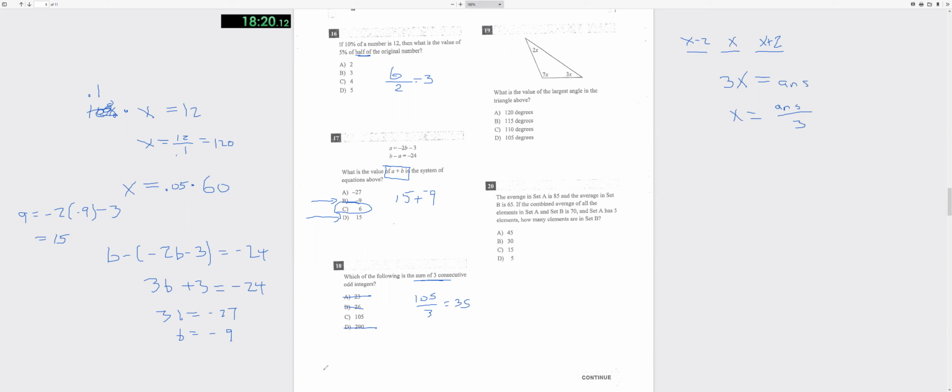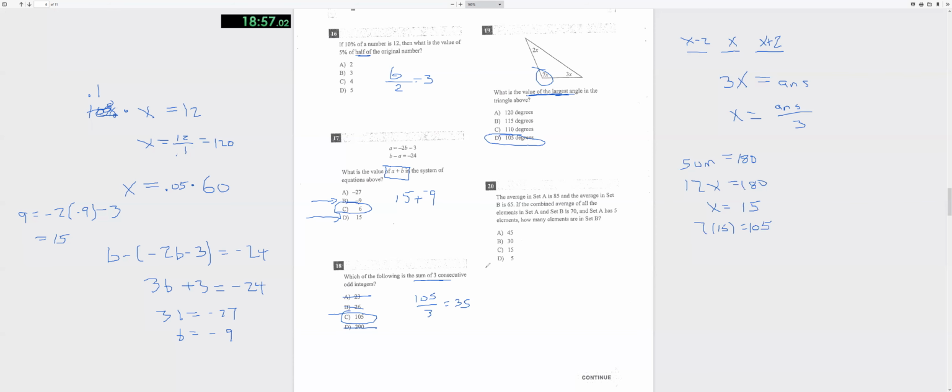What is the value of the largest angle in the triangle above? Okay, so what we know about triangles is that they add up to 180 degrees. So if we take the sum, well, I want a U there, not a W. Sum equals 180. All right, so 2x plus 3x plus 7x. What is that? That's 12x. So 12x is 180. That means x is 15, but we don't want to answer 15. We want to answer the value of the largest angle. That's obviously the 7x. So 7 times 15 is 105.